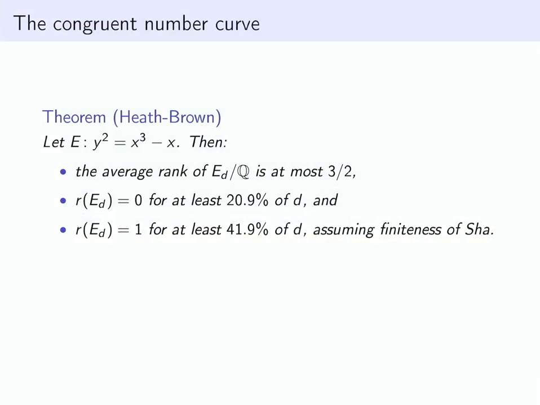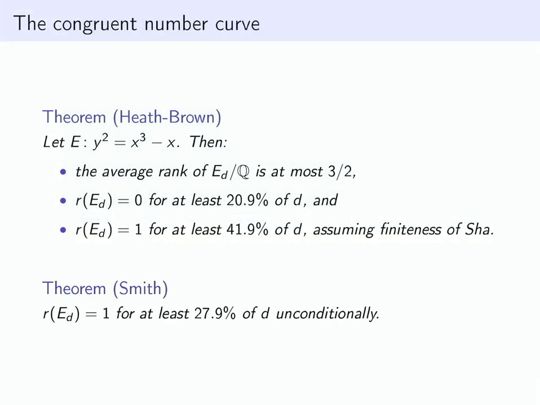So I'll say a little bit about this finiteness of Sha condition in a second. But it's also worth pointing out that in recent work of Alexander Smith, you can actually show that you get rank 1 for a positive proportion of D unconditionally, without this assumption of finiteness of Sha. And this is a different style of argument. You need to control the analytic rank here. And so he does this by looking at the two parts of these L values and actually coming up with an actual expression for these things and controlling it that way. But Heath-Brown's result is what I mostly want to focus on.